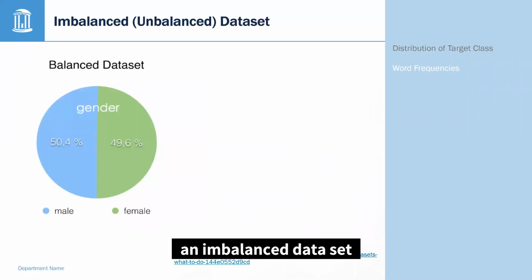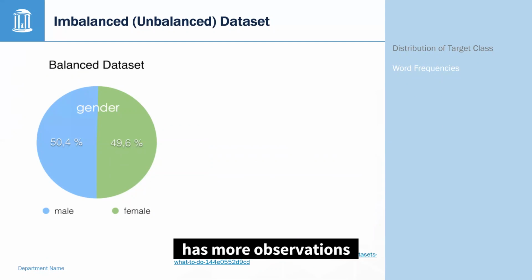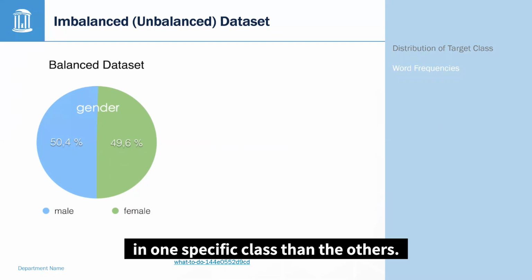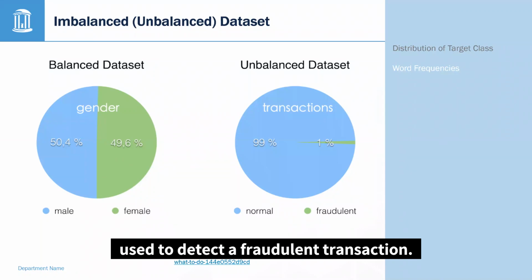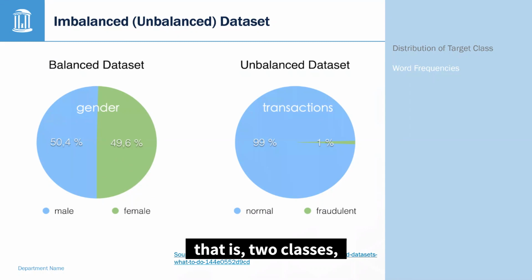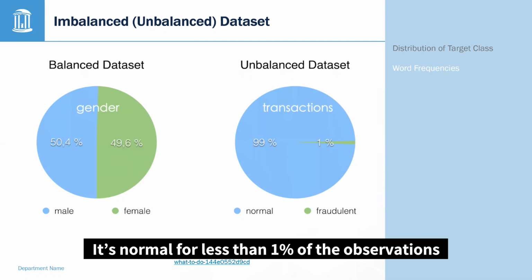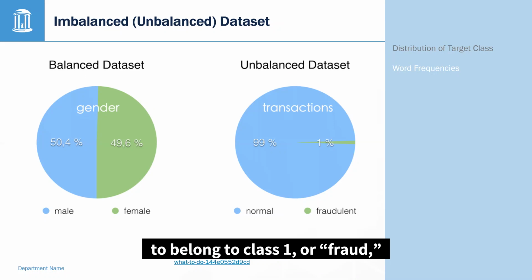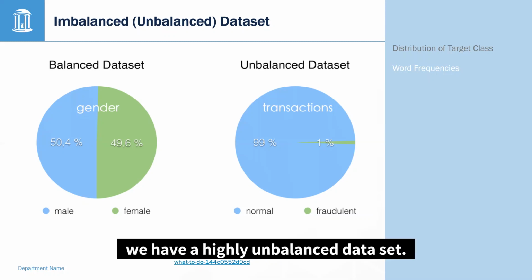In simple terms, an imbalanced dataset is one in which the target variable has more observations in one specific class than the others. Let's suppose that we have a dataset used to detect a fraudulent transaction. If we have a binary target variable, that is 2 classes, that's 1 when the transaction is fraudulent and 0 when it isn't. It's normal for less than 1% of the observations to belong to class 1 or fraud than to class 0 or not fraud. In this case, we have a highly imbalanced dataset.